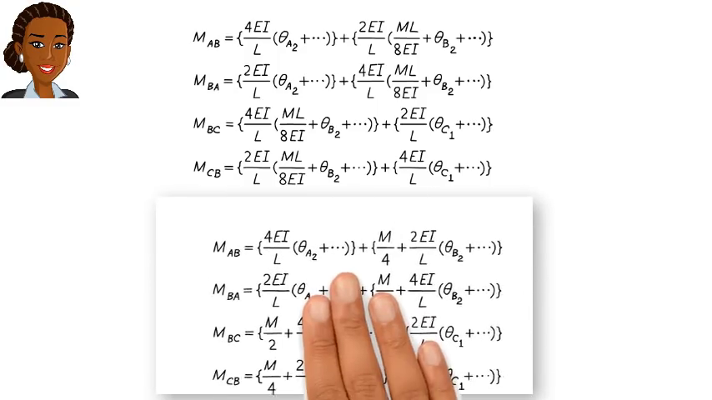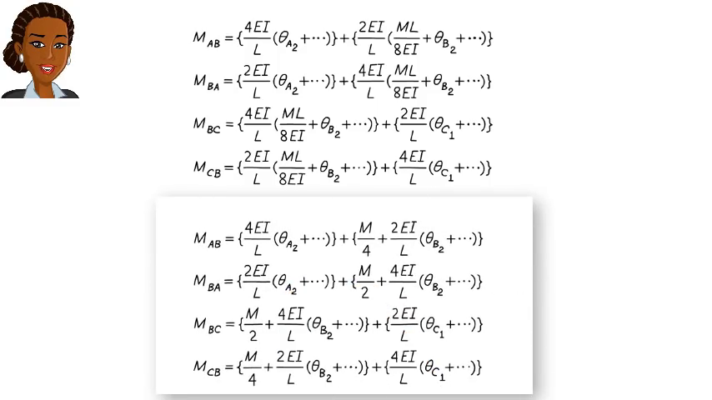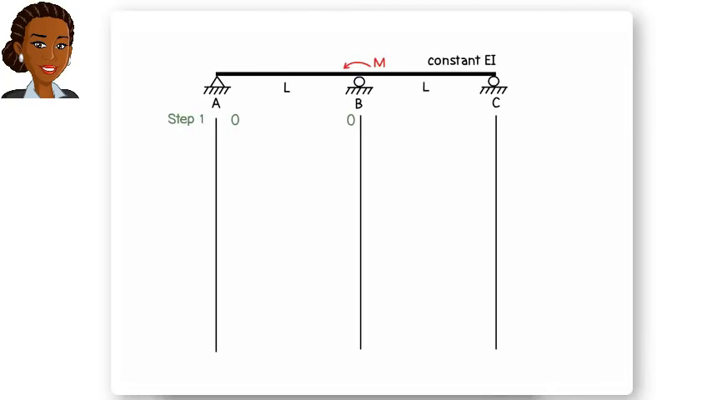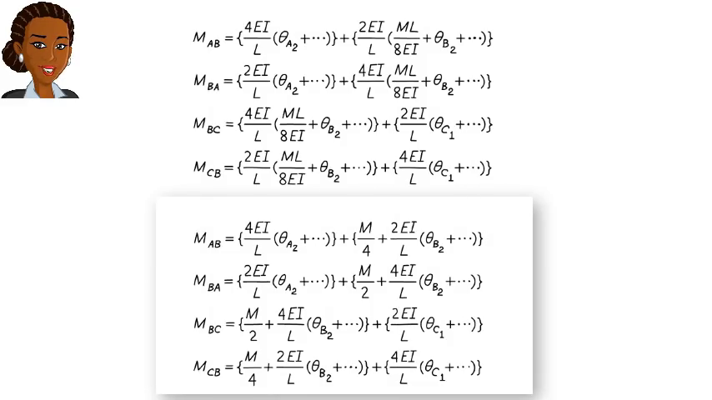Or, note the incremental moments due to theta B1. This is the incremental moment at the left end of AB, and this is the moment increment at the right end of AB. This is the incremental moment at the left end of BC, and this is the moment increment at the right end of BC. Let's tabulate them. Before we get to the next step, we need to rearrange these equations by moving the calculated moment increment values outside the curly brackets, like this.